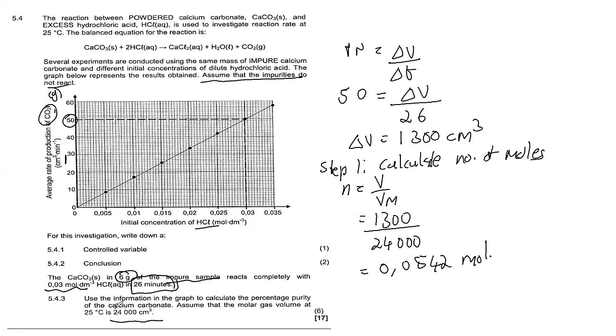And then we know at this point, in step number 2, remember, what are we trying to calculate here? We are trying to calculate the percentage purity of the calcium carbonate. So this is what we are trying to reach here. But step number 2 is where we have to compare the ratio.